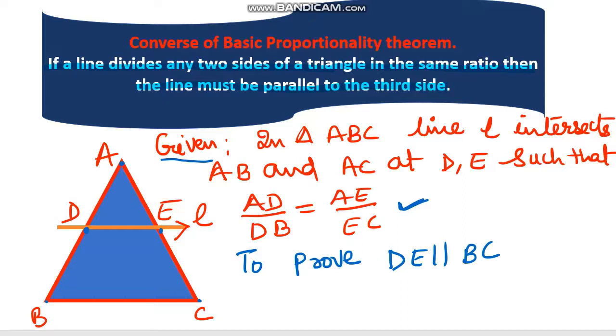See children, this is the reverse of the basic proportionality theorem. As per our basic proportionality theorem, if DE is parallel to BC, AD by BD will be equal to AE by EC. Now in this case, it is given that AD by BD is equal to AE by EC, and you have to prove that DE is parallel to BC. Now let us find out what we have to do to move forward with this particular proof.